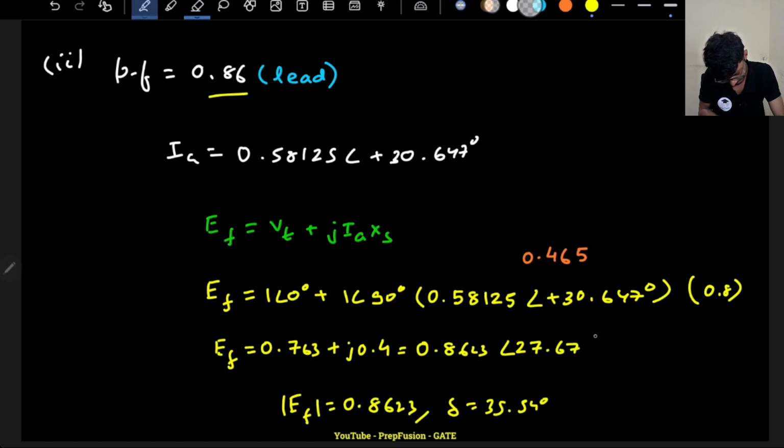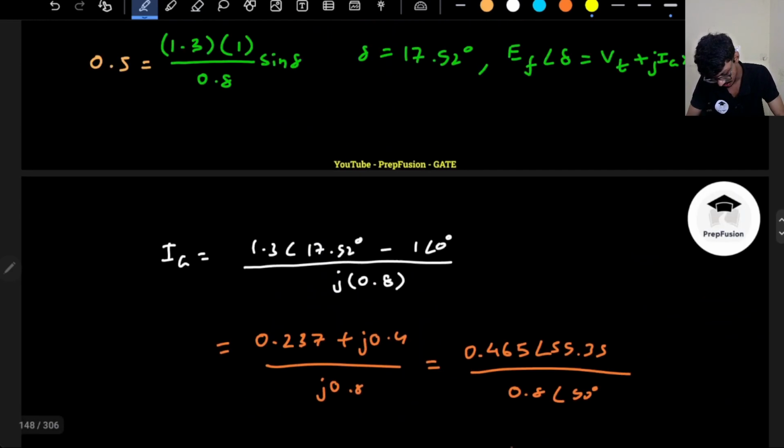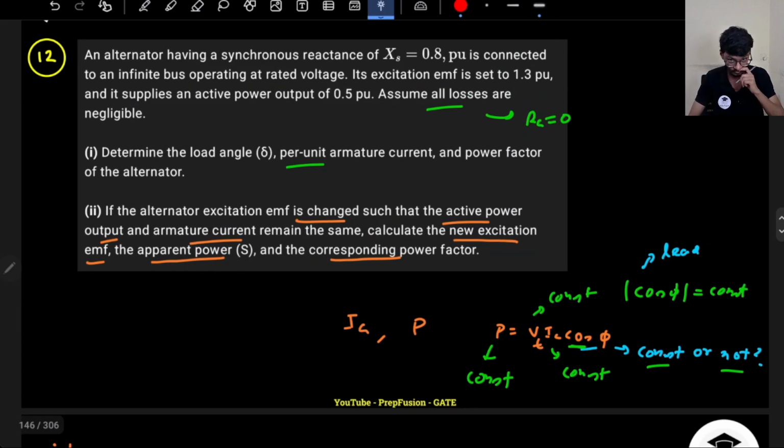This will be 27.67 degrees. Okay, and 0.4 whole square plus 0.763 whole square, whole under root, this will be 0.615. Now it is fine. 27.67. Now again, these are the answers. Another thing they are asking is the apparent power. Apparent power for the load is fixed because IA is fixed, everything is fixed.